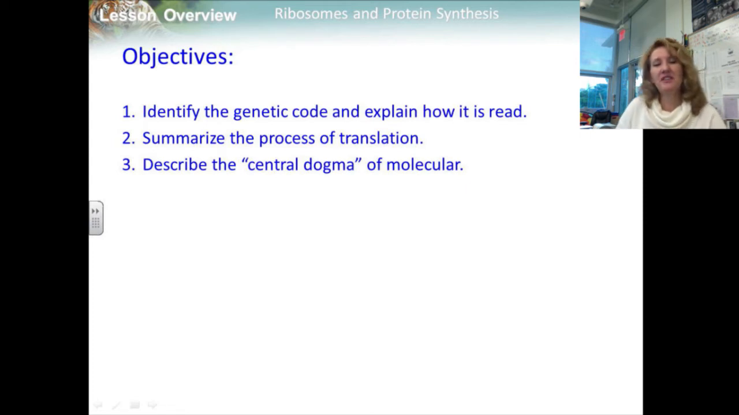Our objectives: identify the genetic code and explain how it's read, summarize the process of translation, and describe the central dogma of molecular biology.